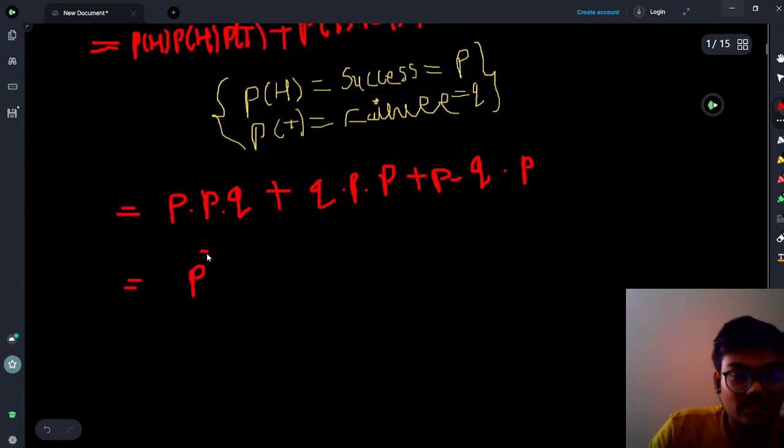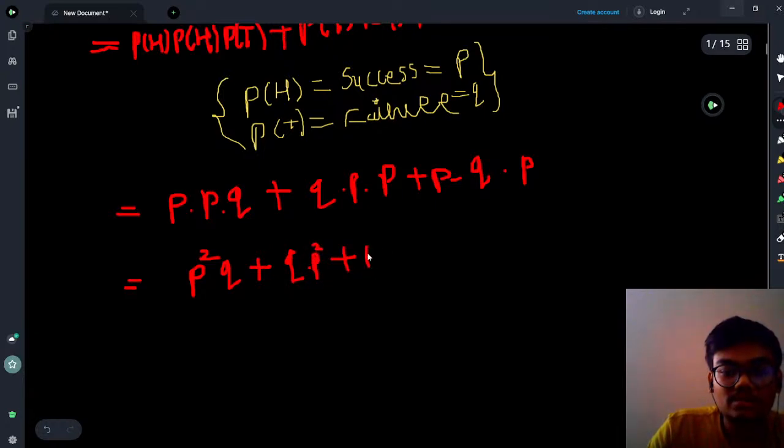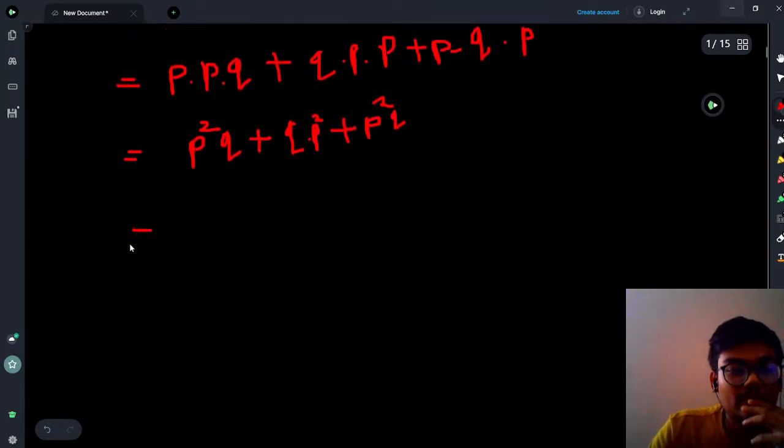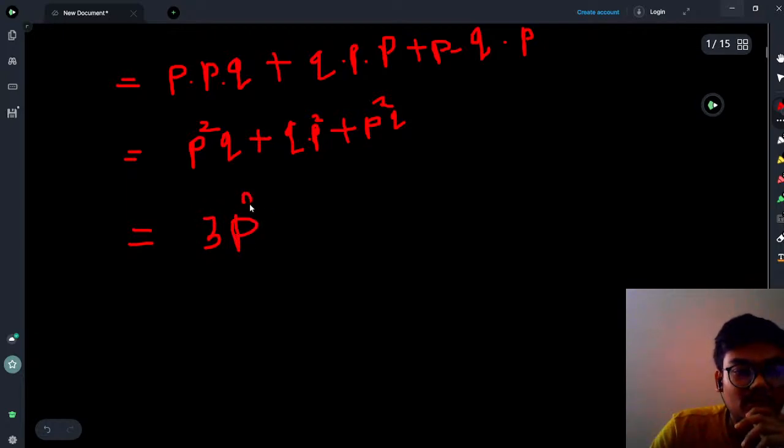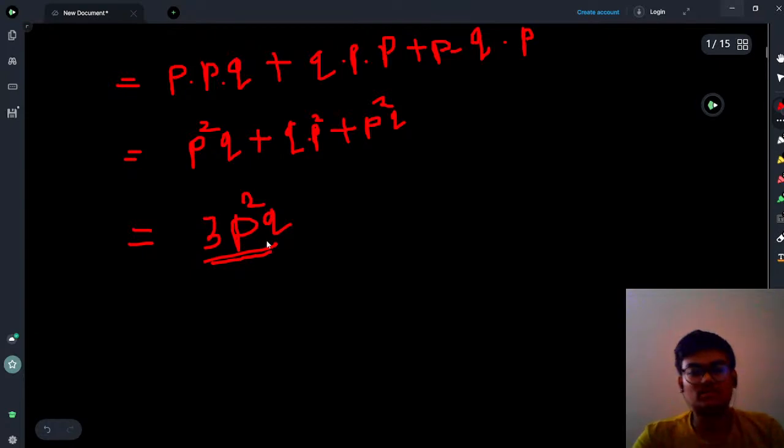We can simplify this as p square q plus q into p square plus p square q. So what are we getting? We are getting 3 p square q. So that's our output in terms of success and failure. So this is our formula.